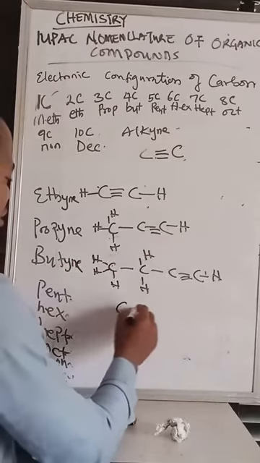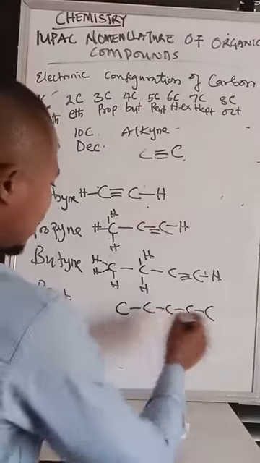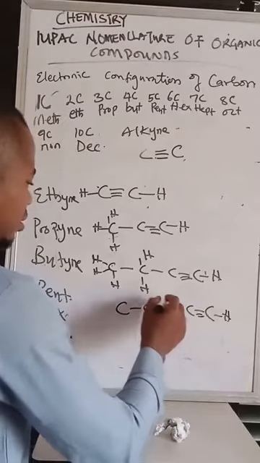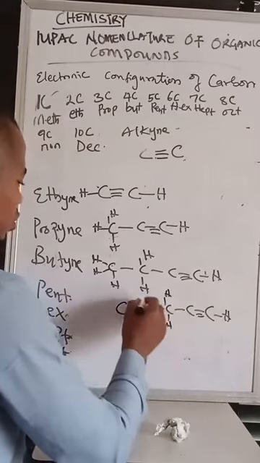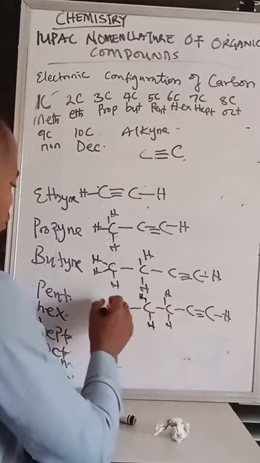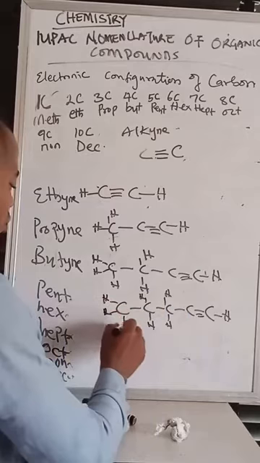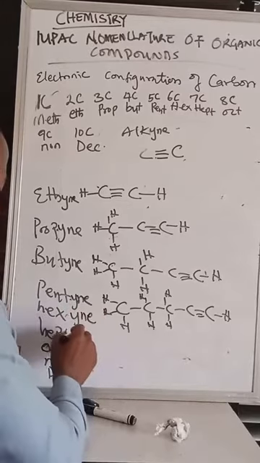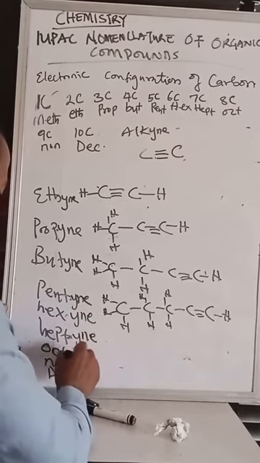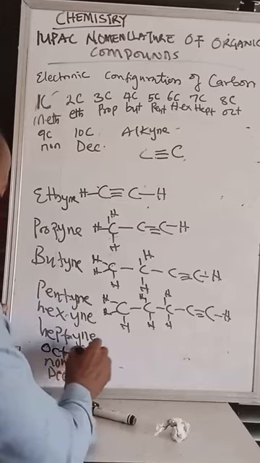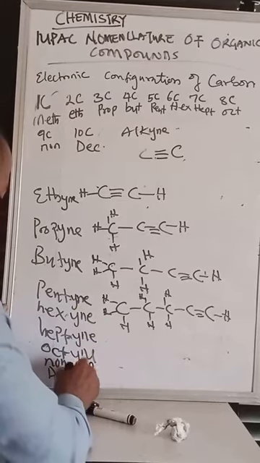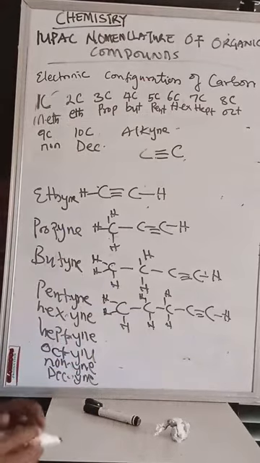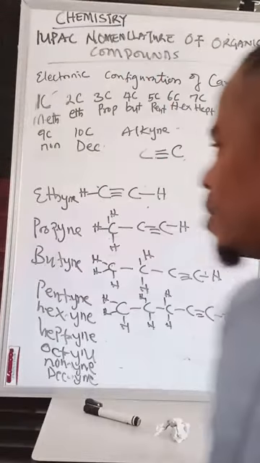For the fifth, I'll have 1, 2, 3, 4, 5. So this is going to be 1, 2, 3, 1, 1, 2, 1, 2, 1, 2, 3. This is my pentyne. And like that, we'll have hexyne, heptyne, octyne, nonyne, and decyne. So this is the way you go about naming each of these.